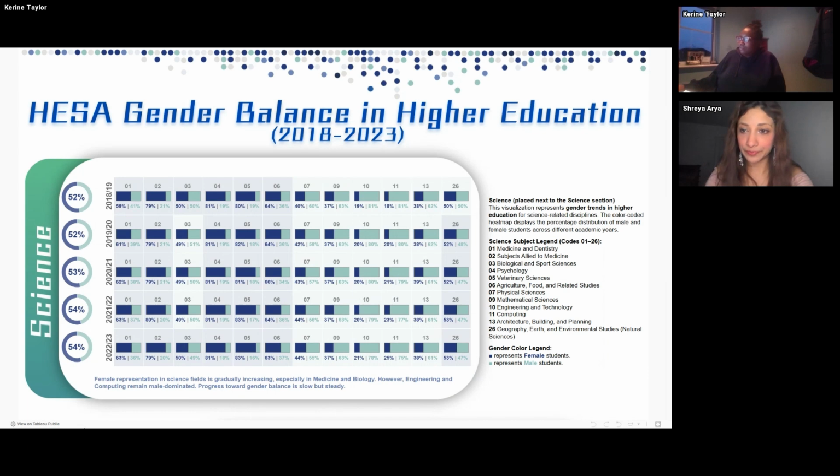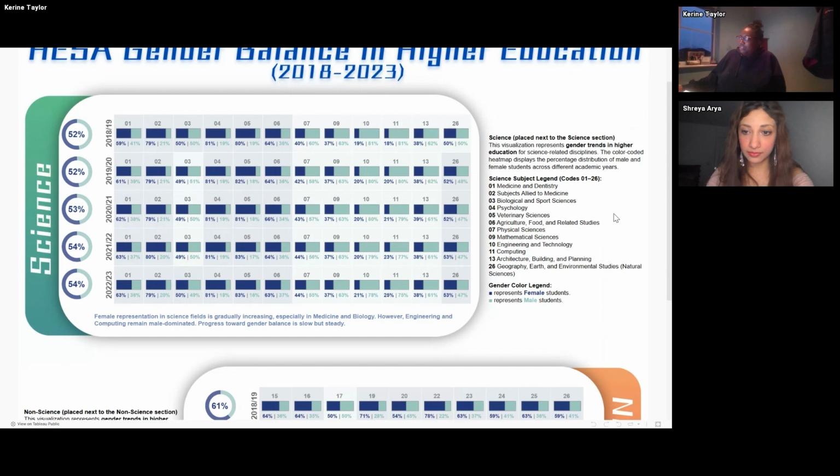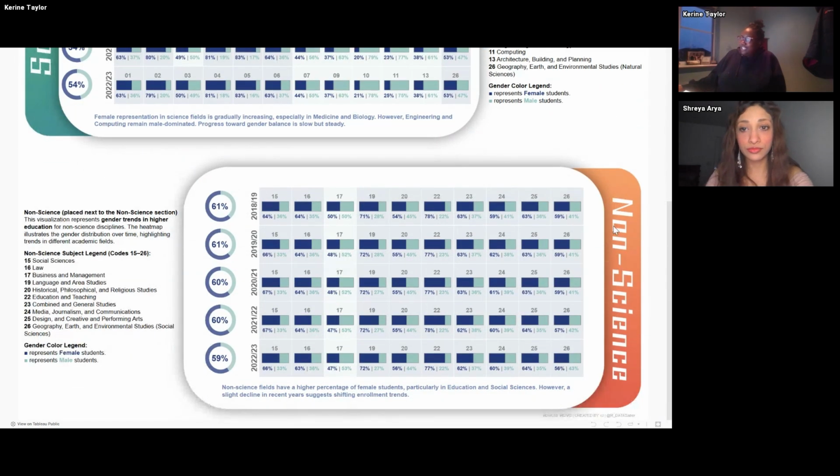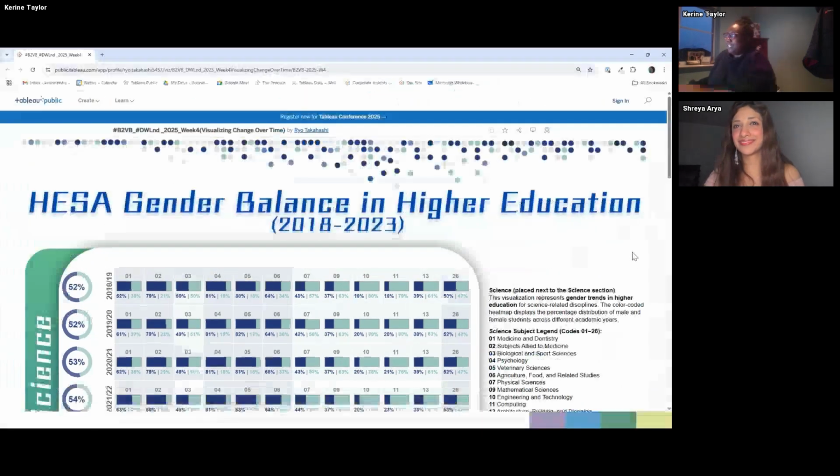Yeah, completely agree. And the bottom is the same view, but just for the non-science. So again, just a really great design. And congratulations, Raya. I will be in touch.